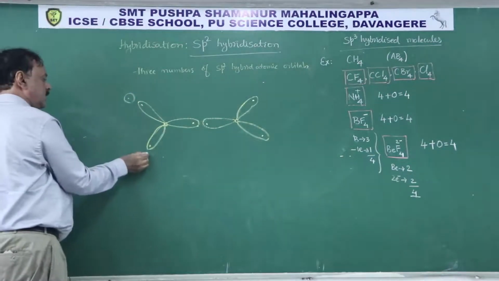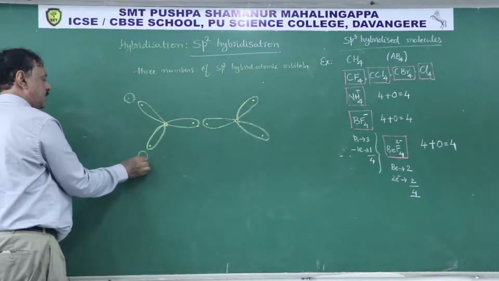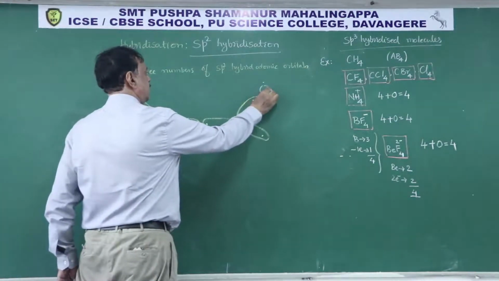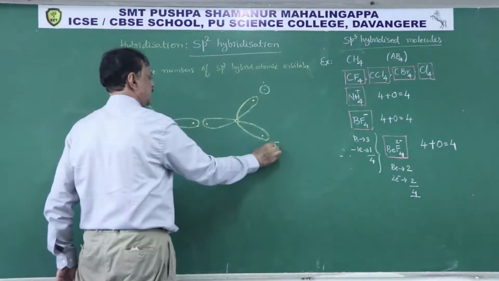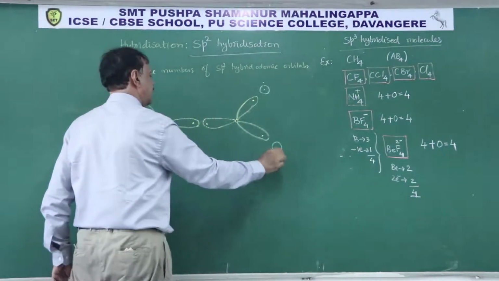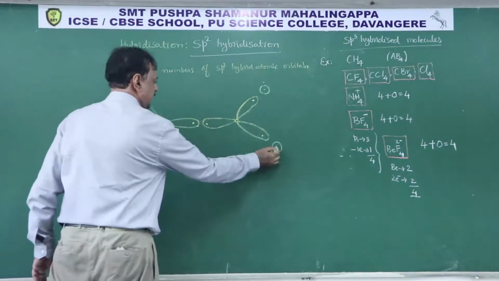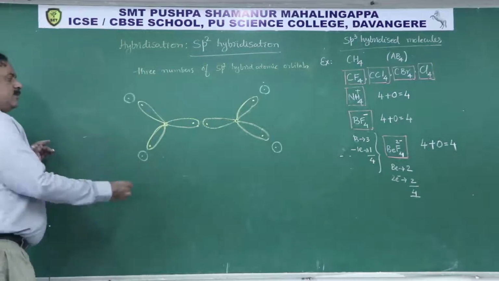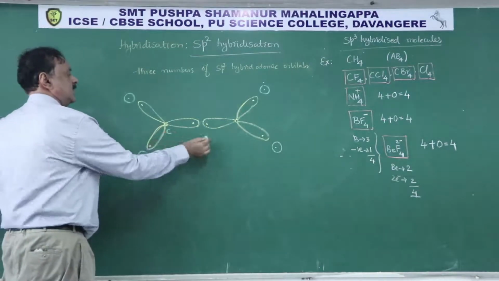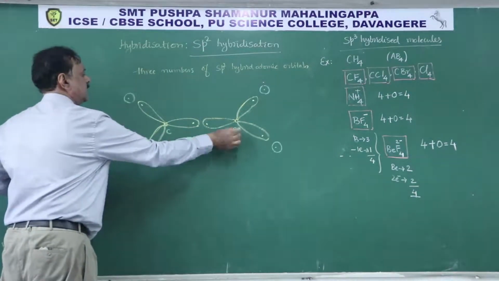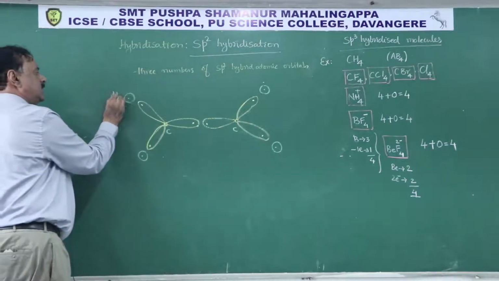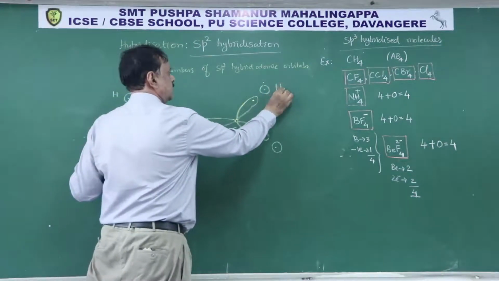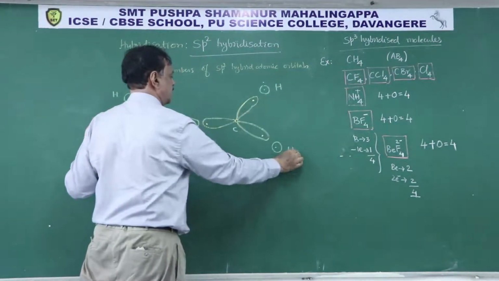Now hydrogen has one electron in the s atomic orbital. Each hybrid atomic orbital requires one electron for covalent chemical bond formation. Now assume this is a carbon, this is one more carbon, and these are hydrogen atoms.